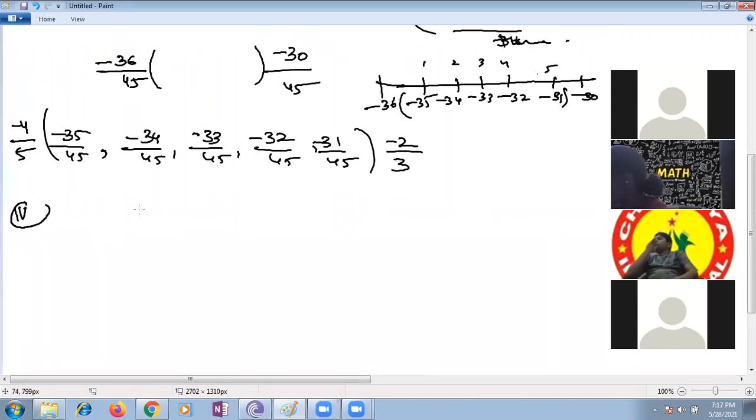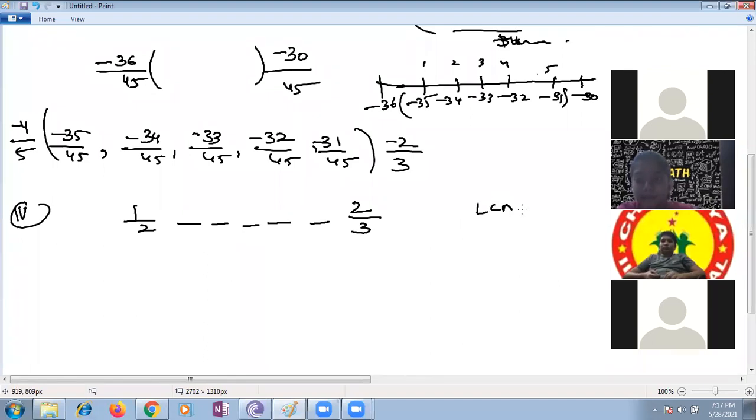the fourth one: you want to find five rational numbers in between 1 by 2 and 2 by 3. Are they like or unlike rational numbers, Kunal? Unlike, ma'am. So what should you do first? LCM. The LCM of 2 and 3 is 6. So you make your denominator 6, which means you multiply the first rational number with 3 and the second with 2.